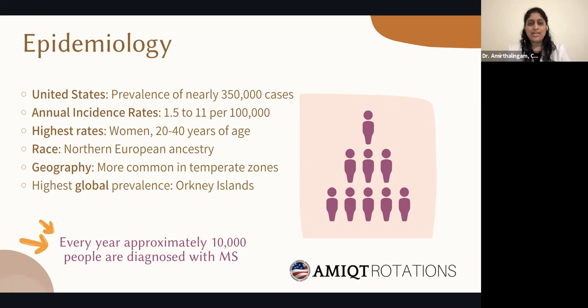Northern European ancestry is more common, and geographically speaking, the temperate zones is where we see the highest rates of multiple sclerosis. Highest global prevalence is in the Orkney Islands, which is just a little north of Scotland. Every year, there are approximately 10,000 people who are diagnosed with multiple sclerosis.